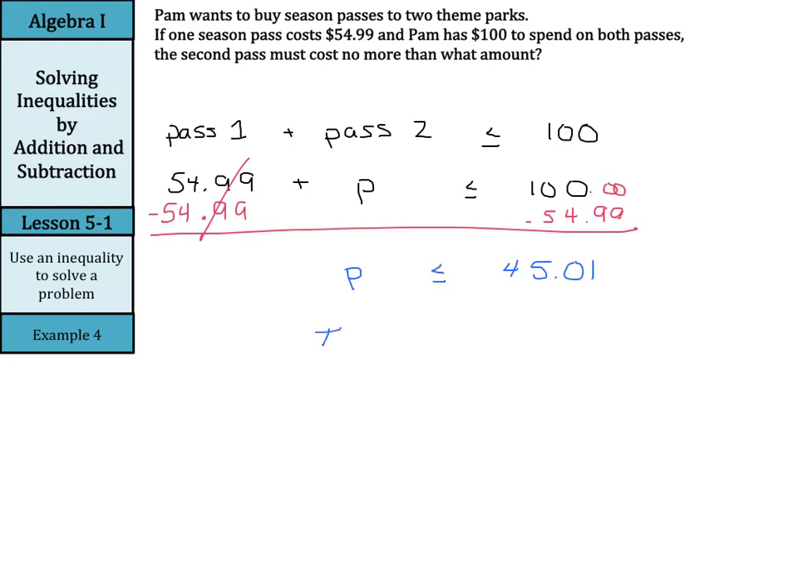So, the second pass must cost no more than $45.01. You could say the second pass must be less than or equal to $45.01 as well.